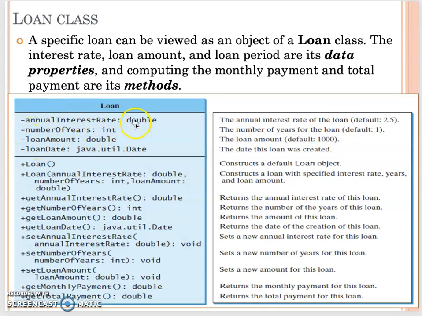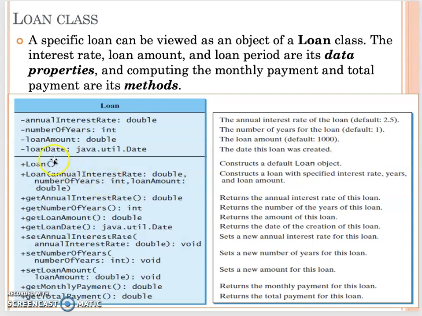After you have the data attributes, we have the methods, right? Of course, we can have a default constructor. Since we have interest rate, number of years, and loan amount, we should have a constructor passing the three arguments, as another constructor. You can see here, the only one we don't have is date. Because actually we shouldn't pass in the date in the constructor. We should just create the date in the constructor function.